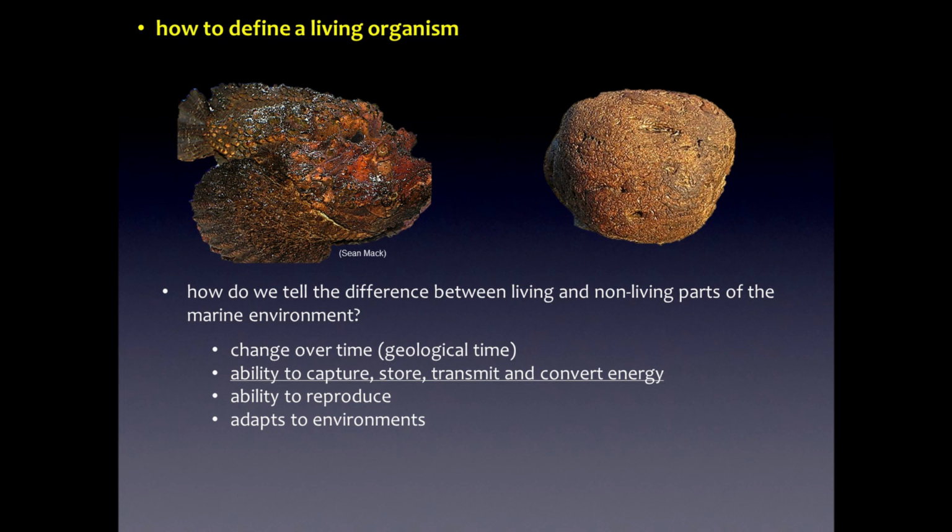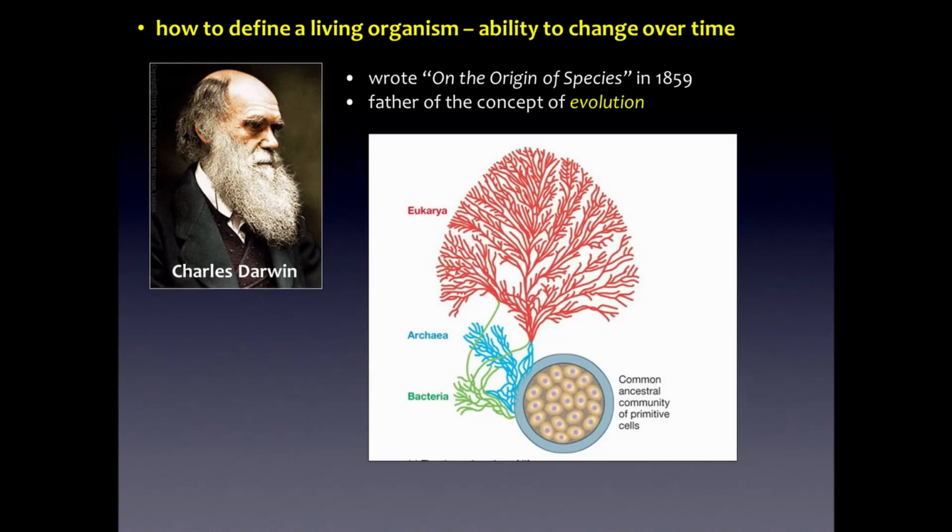The ability of an organism to change over geological time was nicely summarized by Charles Darwin when he wrote The Origin of Species in 1859. He's known as the father of the concept of evolution, that over time, organisms with favorable traits will pass those traits down to their offspring, which in turn will then pass those traits down to other offspring.